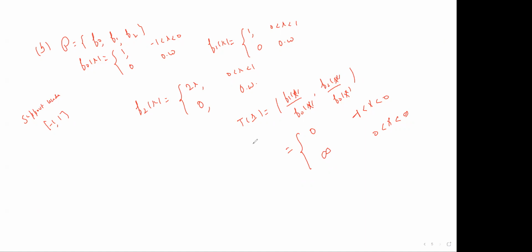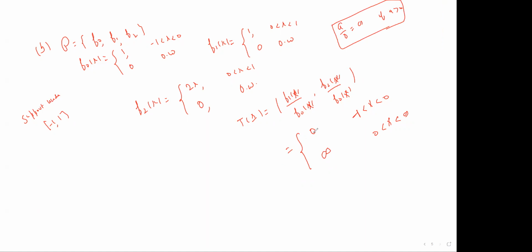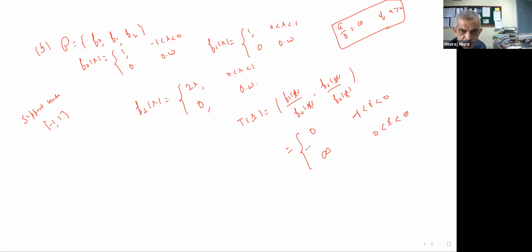So here when I am defining T1 upon T0, I am using the convention that A by 0 is infinity if A is positive. That is a convention, so I am dealing with an extended real number system. So what do I have to show? I have to show that T(x) is not minimal sufficient. First I try to show that it is not even sufficient.